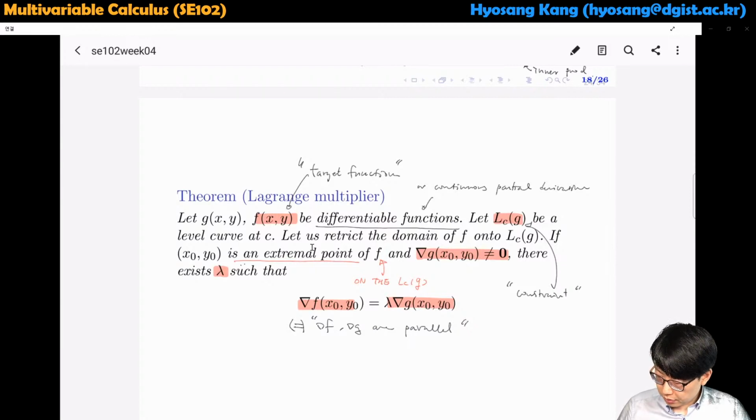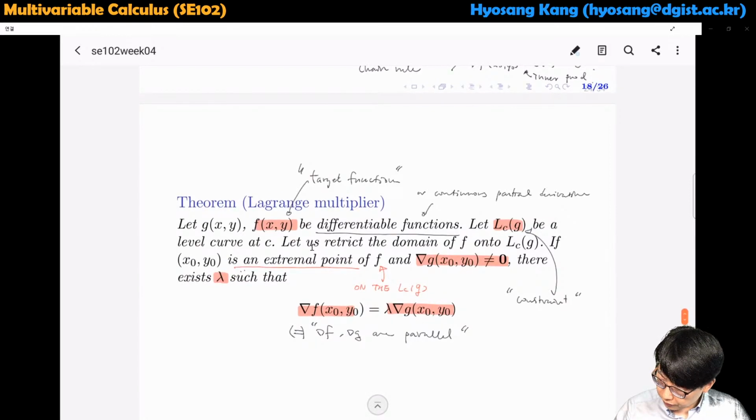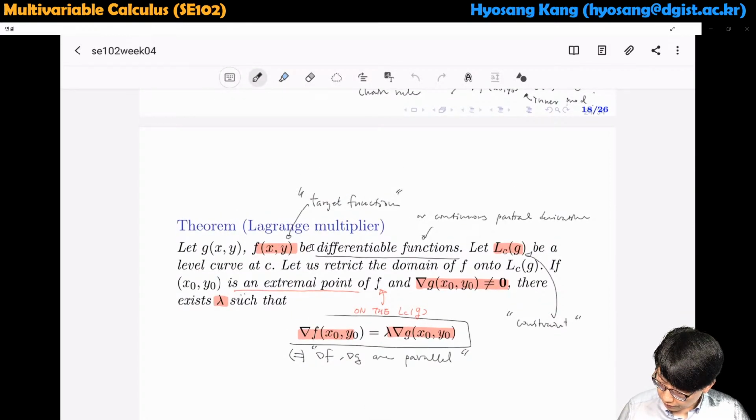So basically we have this equation right here. This one. So this theorem tells you that if the point is extreme, then the two gradient vectors are parallel. But when you apply the Lagrange multiplier, we have to find the points where the gradient vectors are parallel, and then knowing that these points could be candidates for the extremal point, we have to actually check whether these points are extremal or not. Sometimes we do not get an extremal point.